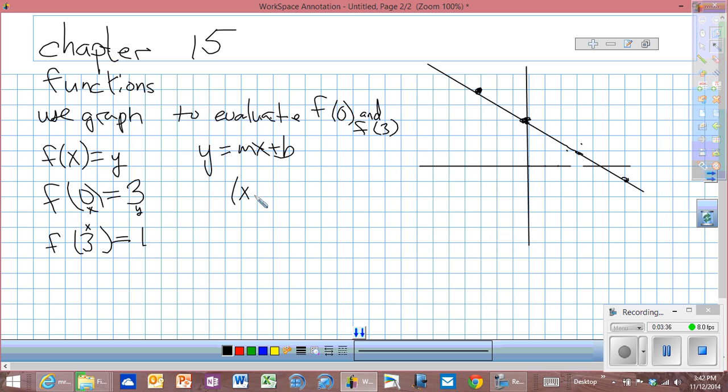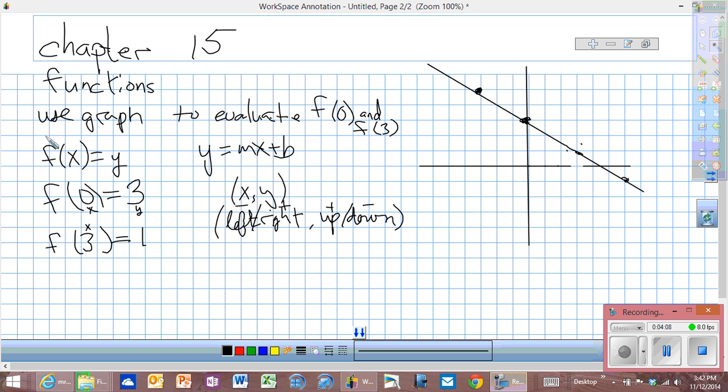Remember, it's always x comma y, and the x's are left/right. I'll throw a slash in there so you can tell I have two words. And the y is your up and down. Remember, left is negative, right is positive, up is positive, down is negative. Then we do have to write some formulas as well. That was basically question 1 for the 15.1 lecture stuff.